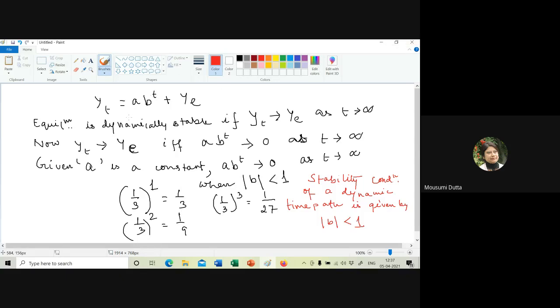Now, look at the equation. Yt is equal to ab to the power t plus ye. Now, if the b value is positive, look at the equation. If this b is positive, in that case, if you consider the t value, it's moving like 1, 2, 3, 4, etc. If b is positive, you are always getting a positive value. B square, b cube, b to the power 4, everything will be positive.